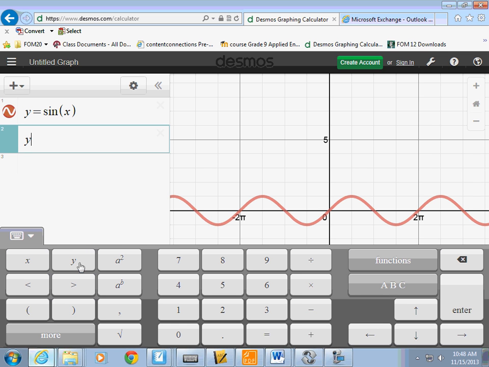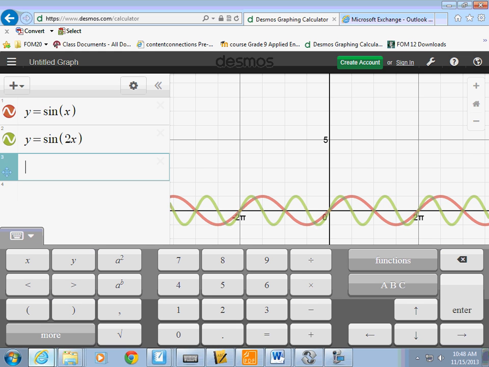Charles, put these in your calculator. There's one at the period there. So we just take that 2 pi and multiply it by the number affecting x.